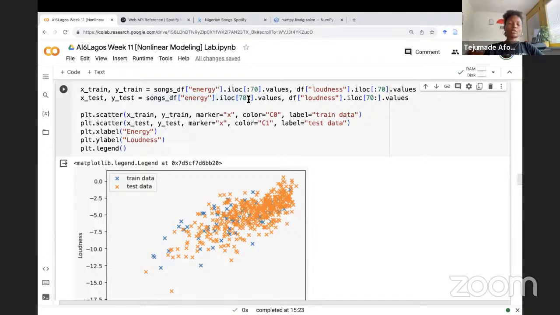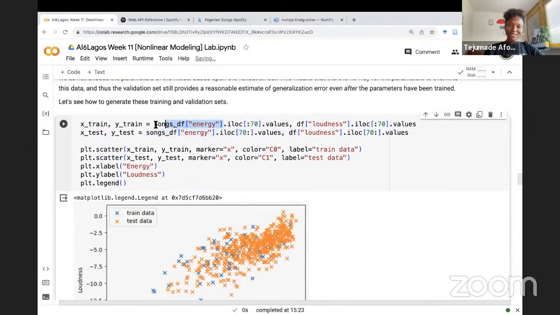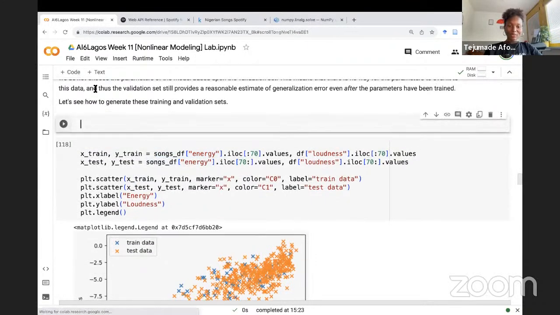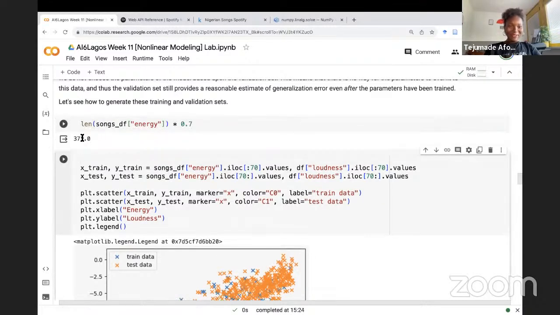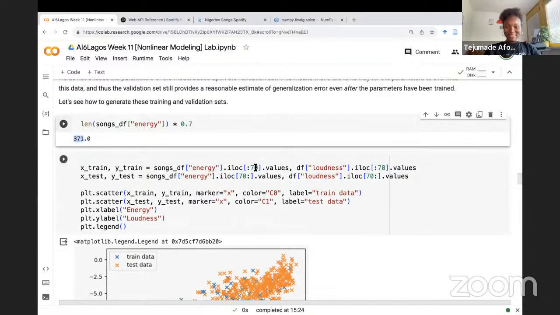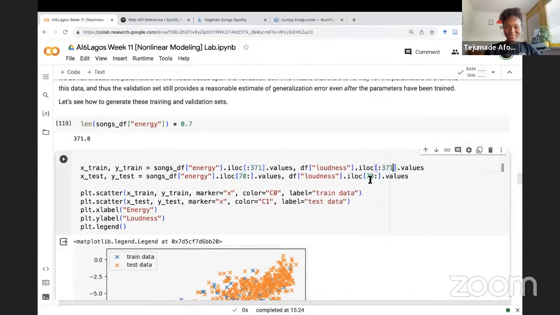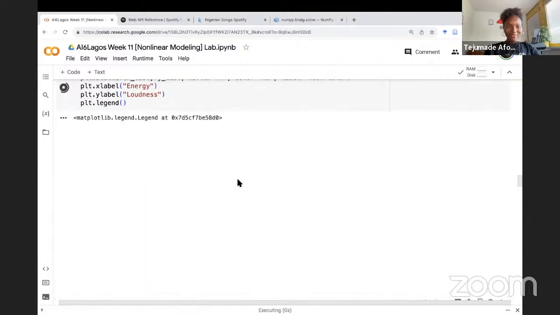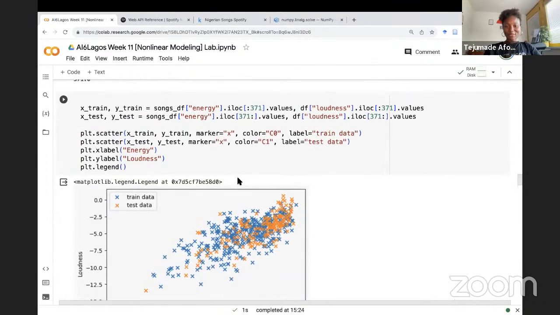Oh, no. Of course. This is so silly. But it's okay, you get silly sometimes. What I want is 70% of my train data. What is 70%? The length of this times 0.7. Cannot believe it, but 371. So this is what I want.